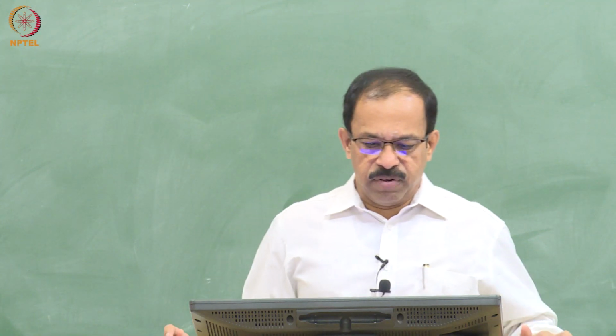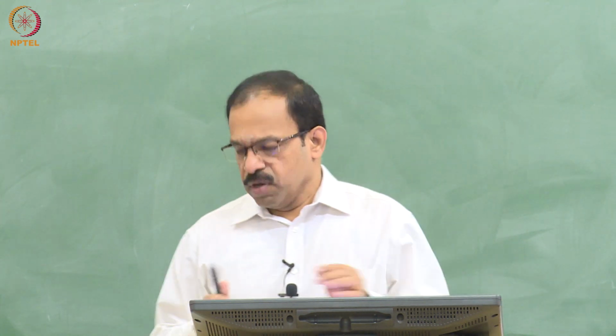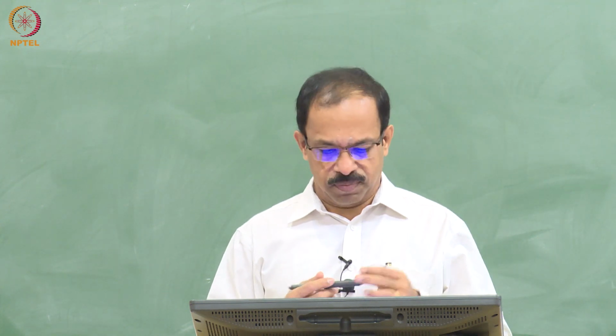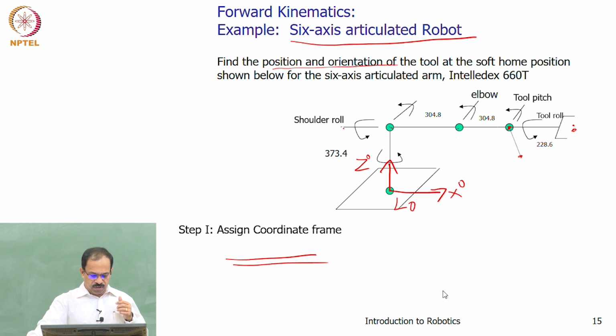So yesterday we briefly talked about this problem, the forward kinematics of the 6-axis articulated robot Intelli-X. The first part, as I mentioned, was to assign the coordinate frames. Since it is a 6-axis robot, you will be able to identify L0 to L6 as the coordinate axes.